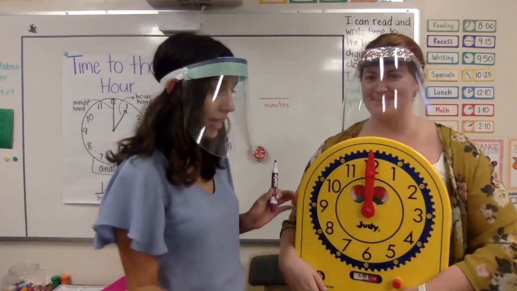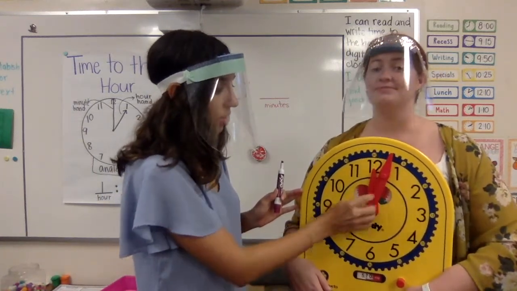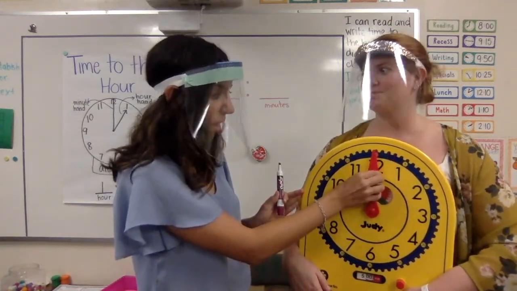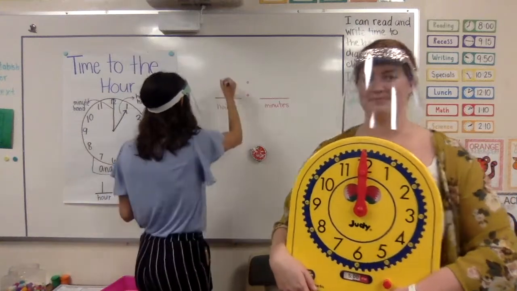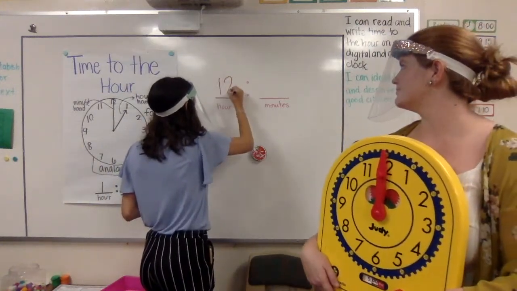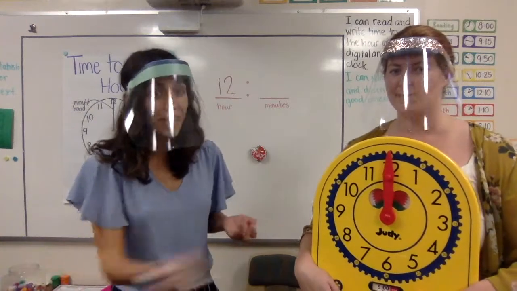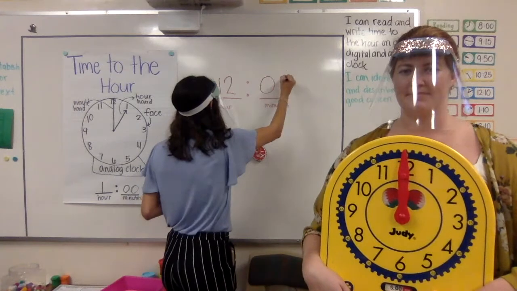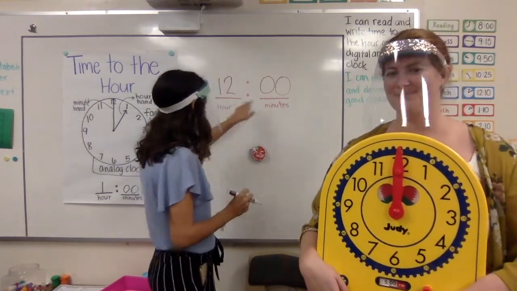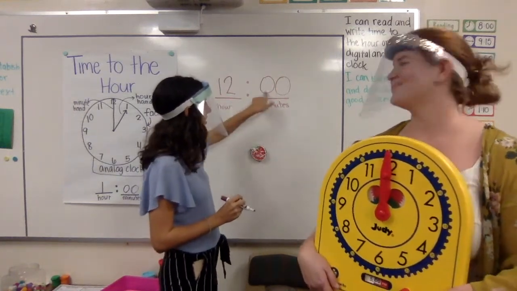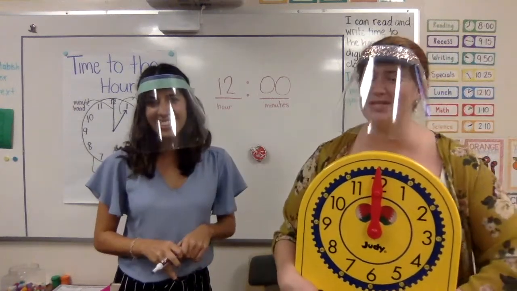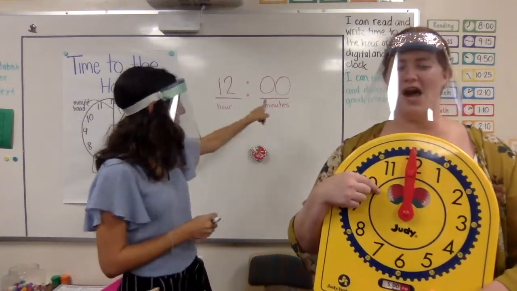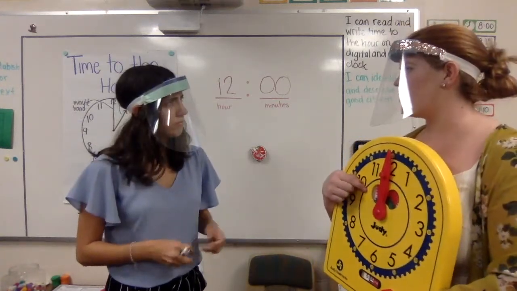Oh, my goodness. But the hour hand, I still have to read the hour hand, so I know that it's still back there, and it's pointing at the 12. So I would still have to write a 12 for my hour. And I know if the minute hand is pointing at the 12 too, that's still going to be o'clock. So I'm going to put 12 o'clock, 12:00. I thought I was going to trick her, but she knew if they're both pointing straight up at the 12, it's 12 o'clock.